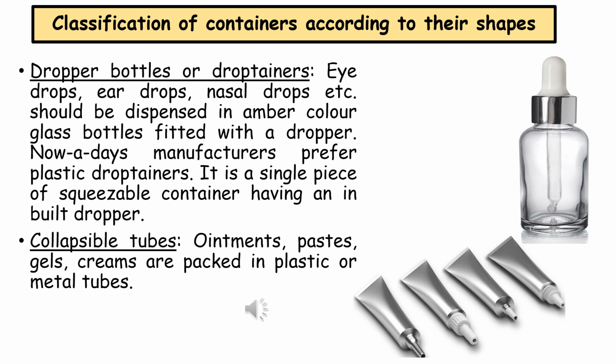Then collapsible tubes. Collapsible tubes are squeezable tubes, and preparations like ointments, pastes, gels, creams are packed in plastic or metal tubes.